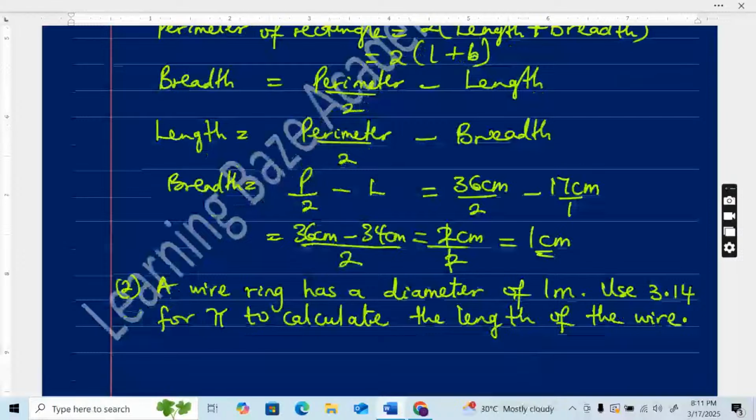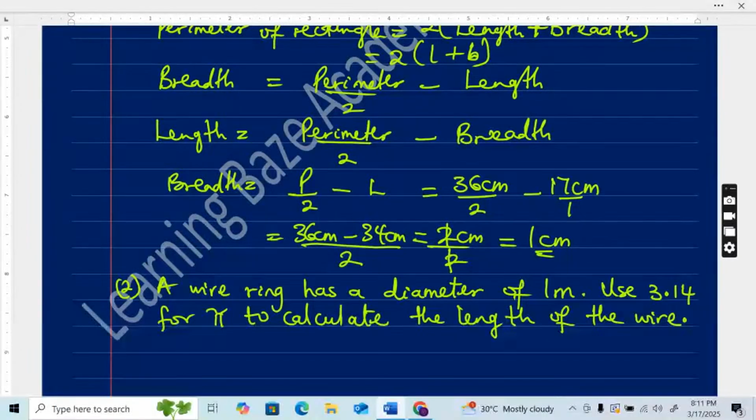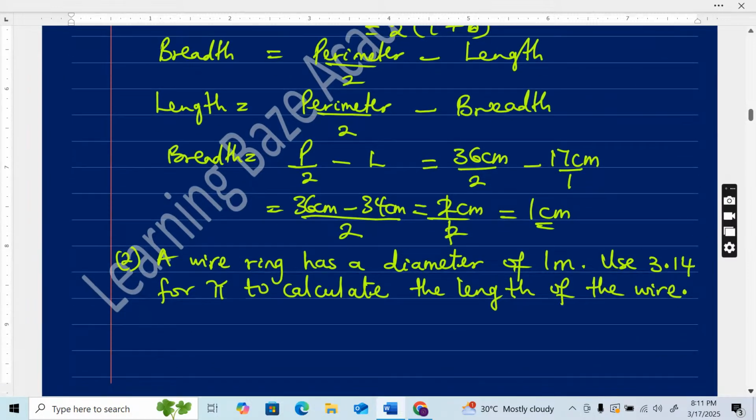Okay, so moving on to the second question. A wire ring has a diameter of 1 meter. Use 3.14 for pi to calculate the length of the wire. In essence, what we have been asked to find is the length of the wire that forms a circle ring.